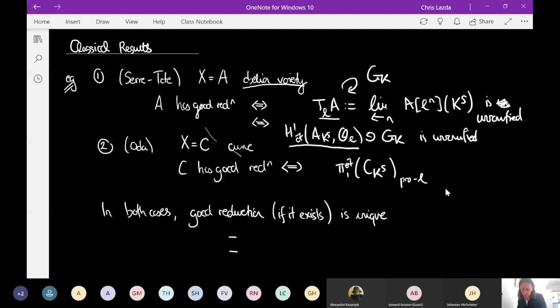Sorry, it's pro-L quotient, rather, I should say. And now this is going to have an outer action of the absolute Galois group because I don't know if I've necessarily got a base point that I can take defined over my field K itself. So without that, I can only in general get an outer action, but you have a similar sort of statement: that C has good reduction if and only if this outer action of the Galois group on the etale fundamental group is unramified.